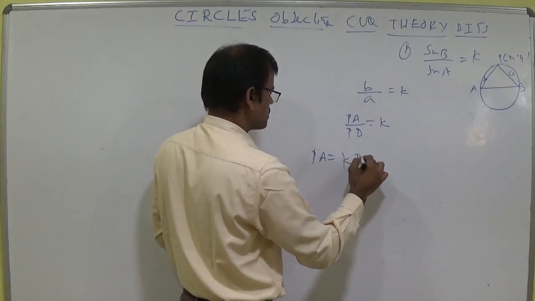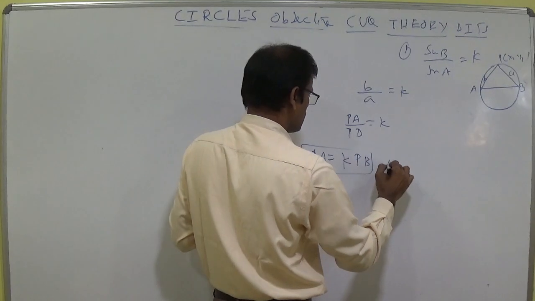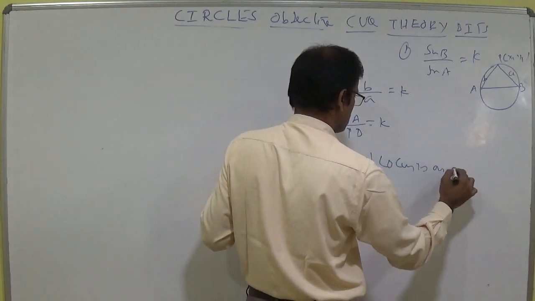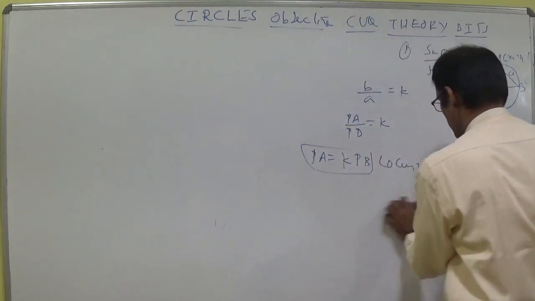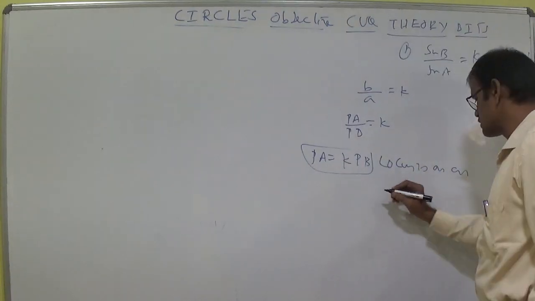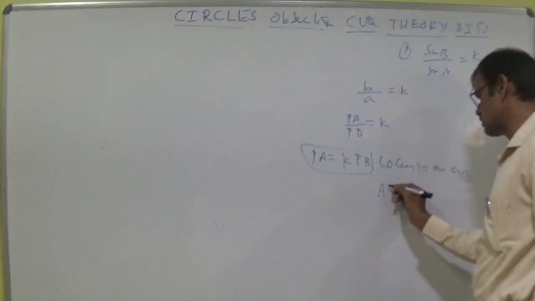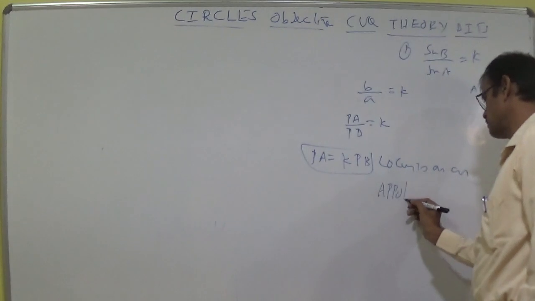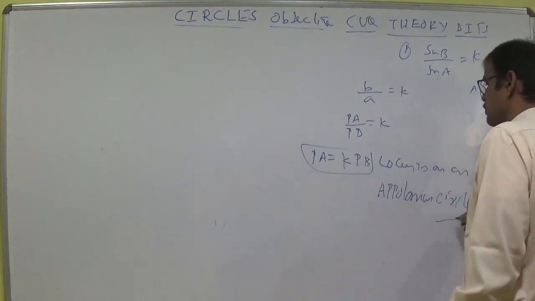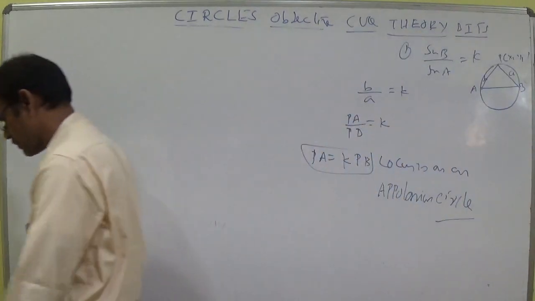Wherever PA by PB is equal to K, the locus is called an Apollonius circle. This proof I said in exercise 1A, page number 24, you verify. Locus is called an Apollonius circle. So according to the option, it is a circle.